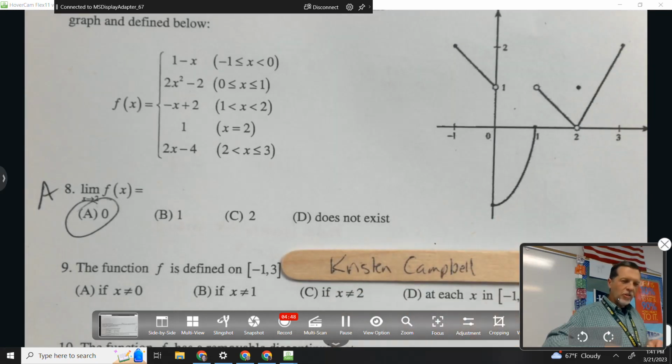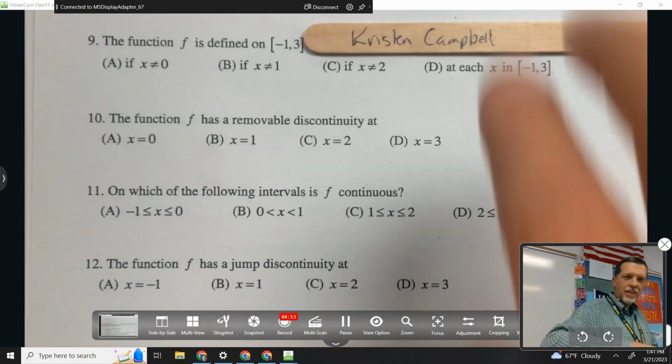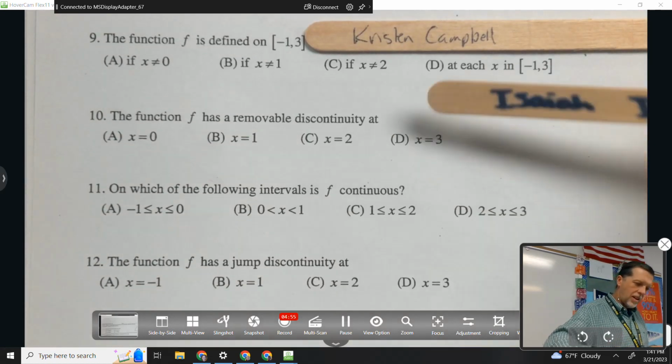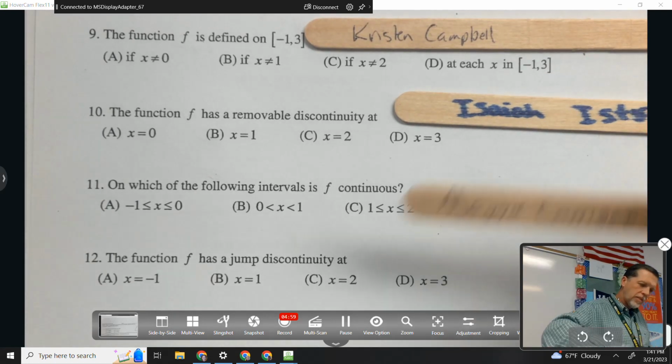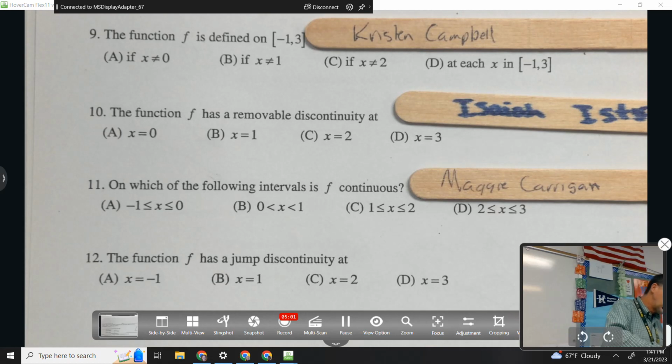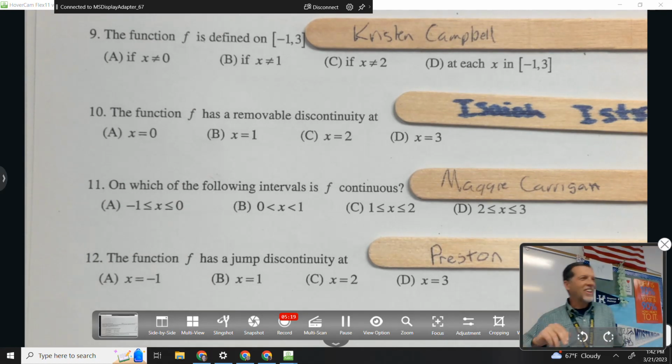I feel like these are straightforward enough where we can pick on people. Certainly check with your neighbor if you're not sure. I know. You were the beneficiary of that switch off, Preston.